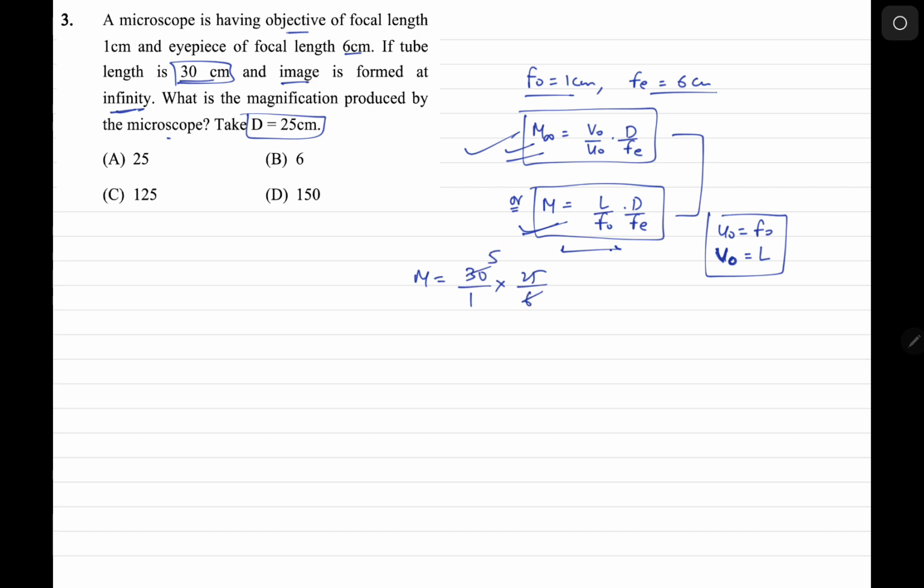So 6 into 5 is 30, 25 into 5, so M is coming as 125. That is a natural number, which we are getting in the options also. So in this question, this formula will be used. You can just make a decision by seeing the variables, which formula will be more suitable in that particular case, right? So I hope you understand this condition, right? So let's move to the next question.